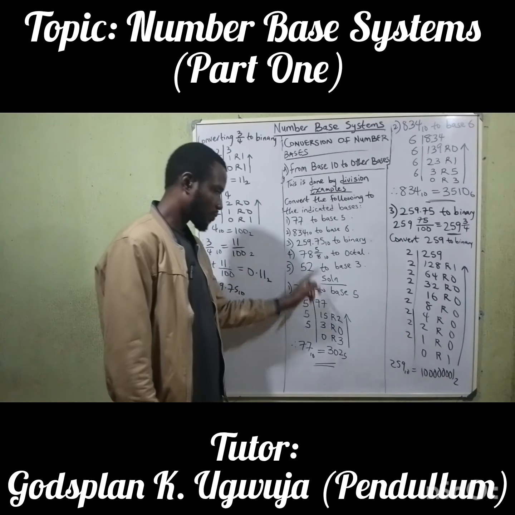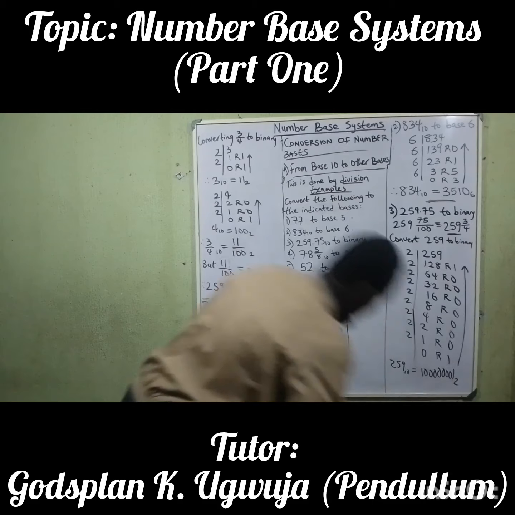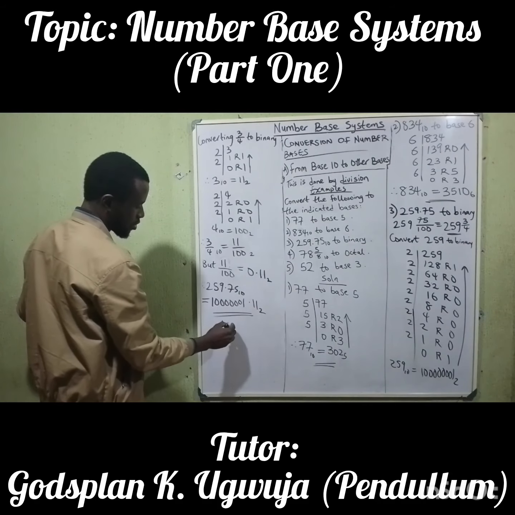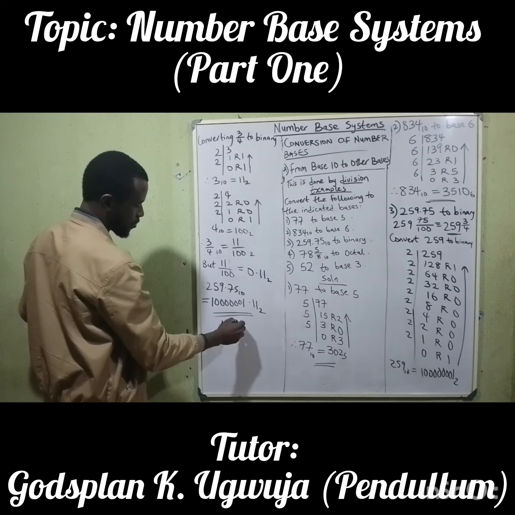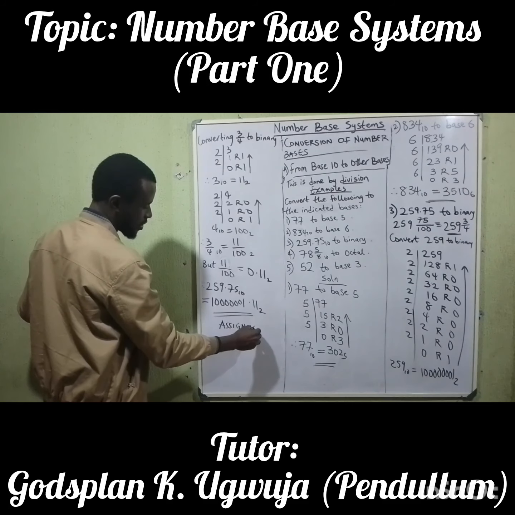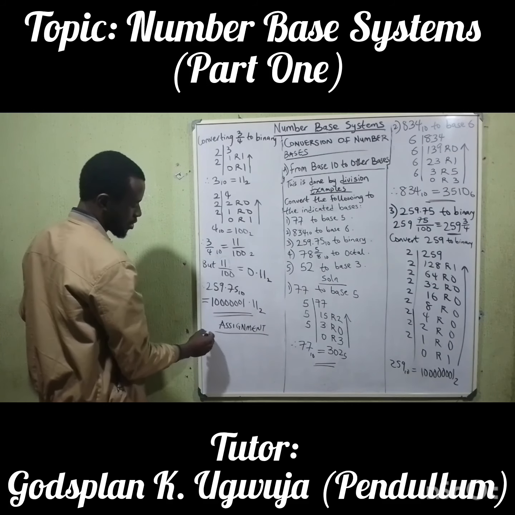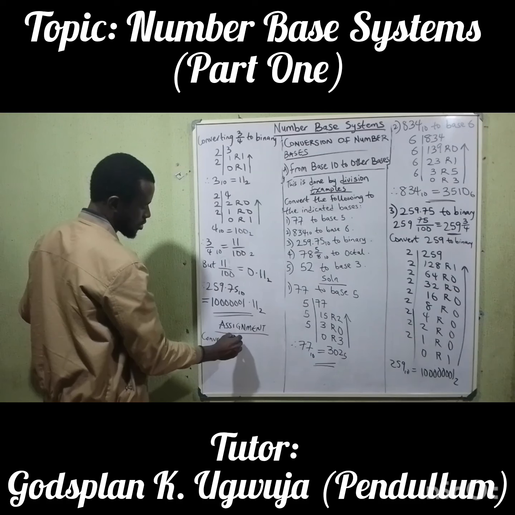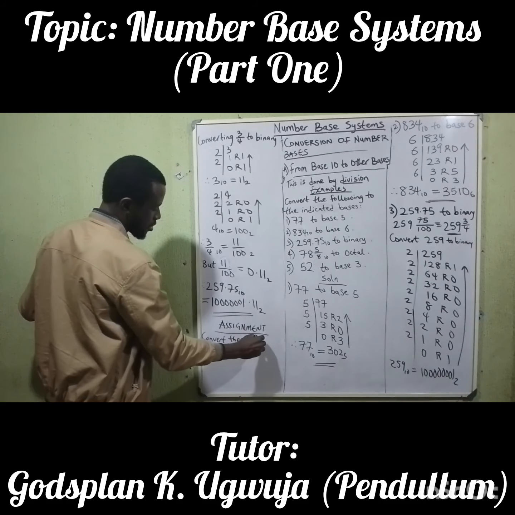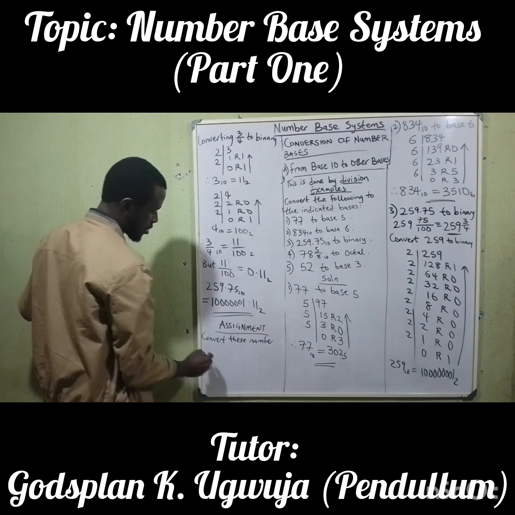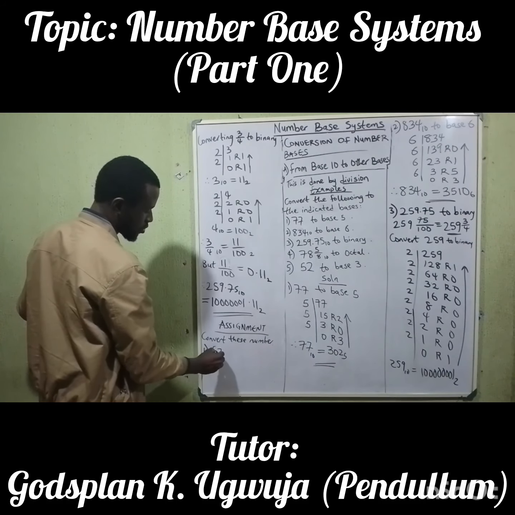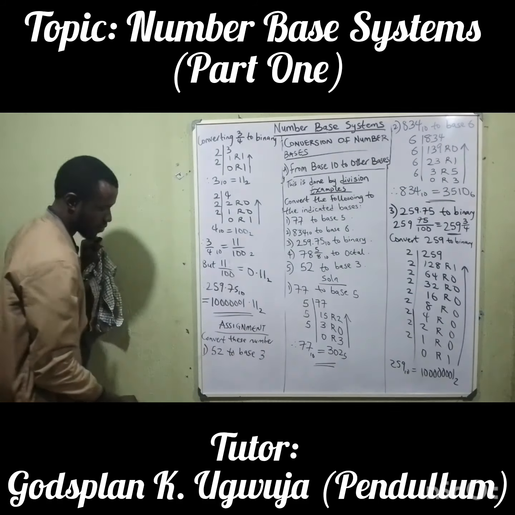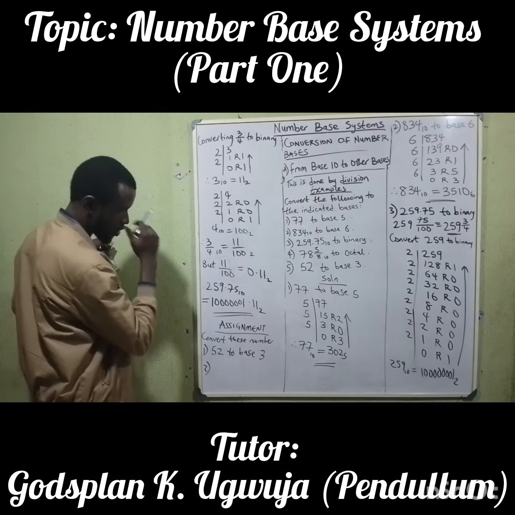Okay, so let me do this last one. Now for your assignment, I'll leave this one for you. I'll do that last one, but this is your assignment, so please write it down and try it. Convert these numbers. So I've already given you one. Number one, 52 to base 3. Do this conversion for me, and then do this one as well.